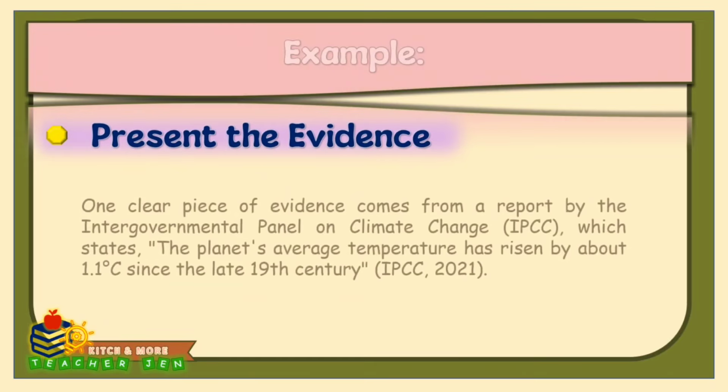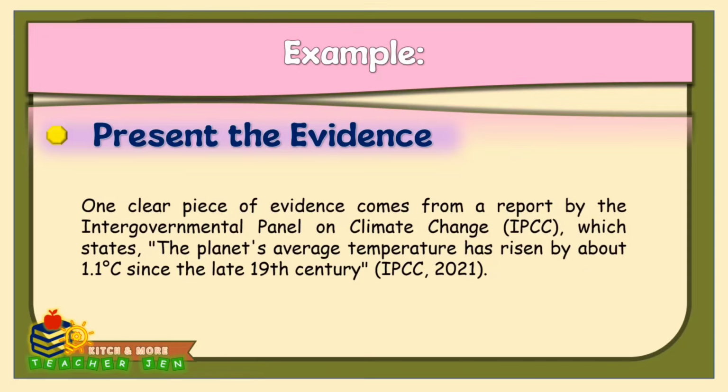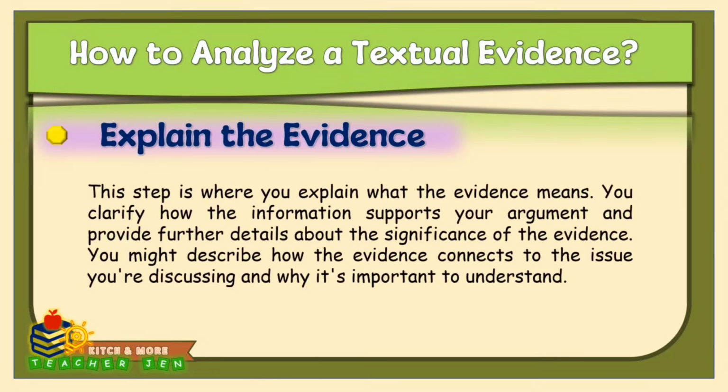For example, in presenting the evidence, one clear piece of evidence comes from a report by the Intergovernmental Panel on Climate Change, or IPCC, which states the planet's average temperature has risen by about 1.1 degrees Celsius since the late 19th century. After you have presented the evidence, you are now going to explain the evidence. This step is where you explain what the evidence means. You clarify how the information supports your argument and provide further details about the significance of the evidence. You might describe how the evidence connects to the issue you're discussing and why it's important to understand.